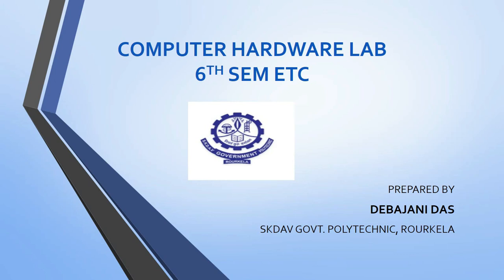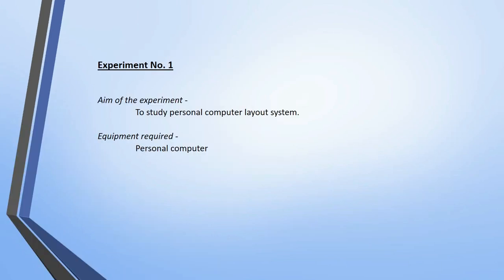On today's class we will discuss the basic ideas of computer related to your input devices and output devices. Okay, so let's start with the first experiment. Experiment number 1. The aim of the experiment is to study the personal computer layout and the equipment required. You need the personal computer only. So let's start with the topic.